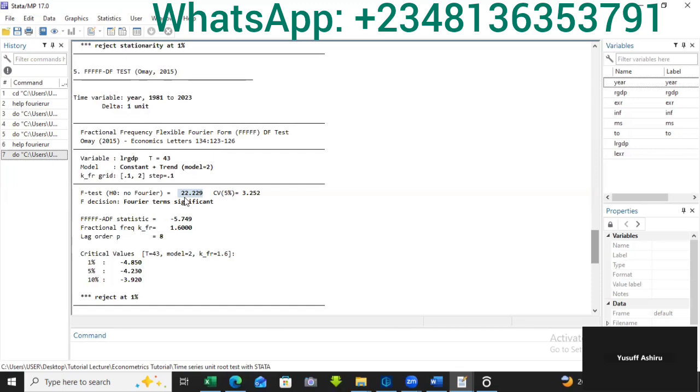Anyway, we can see that 22.229 is greater than 3.252. Therefore, the Fourier terms are significant. That's what it means, jointly significant, so we can proceed. Let's check the test. This is minus 5.749, and it is more negative than the critical value at 5%. Therefore, according to this fractional frequency flexible Fourier test, this series, log of GDP, is stationary.